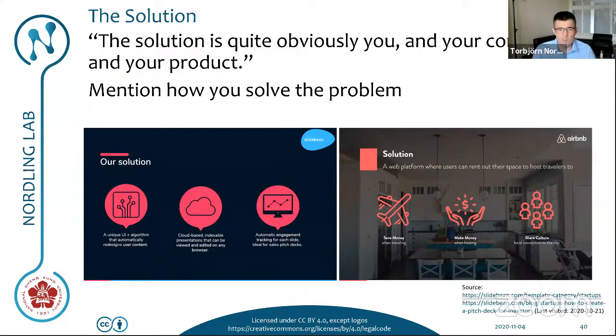So Slidebean, they describe the solution: a unique user interface plus algorithm that automatically redesigns user content, cloud-based indexable presentations that can be viewed and edited on any browser, automatic engagement tracking for each slide, ideal for sales pitch decks. Then Airbnb, they describe it as a web platform where users can rent out their space to host travelers, save money when traveling, make money when hosting, share culture, local connection to the city.